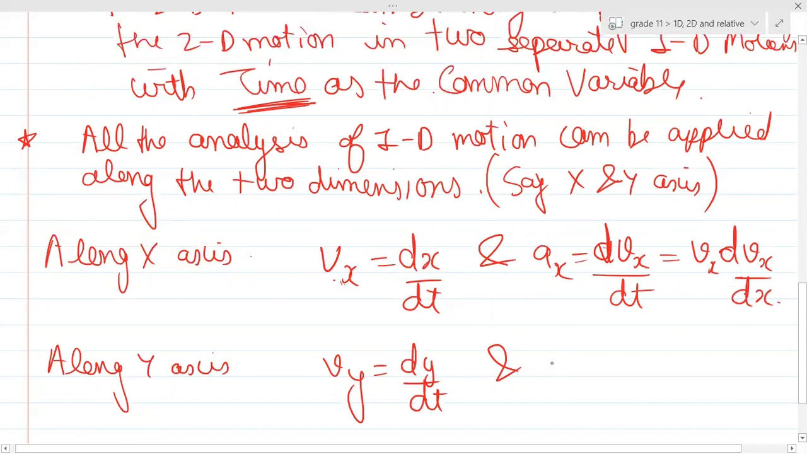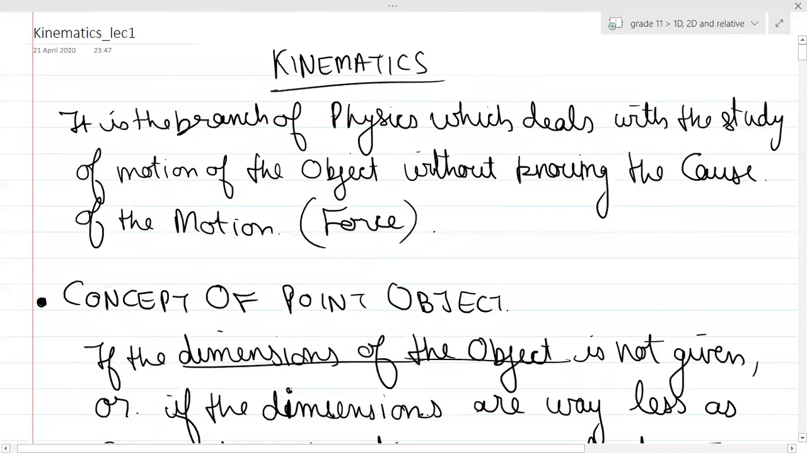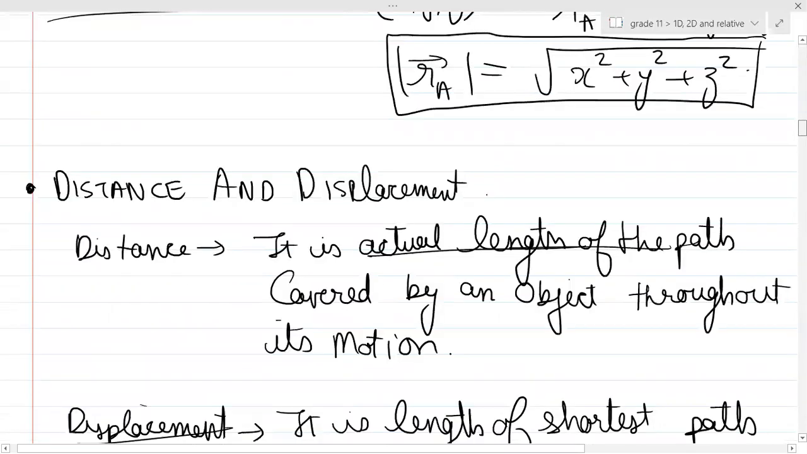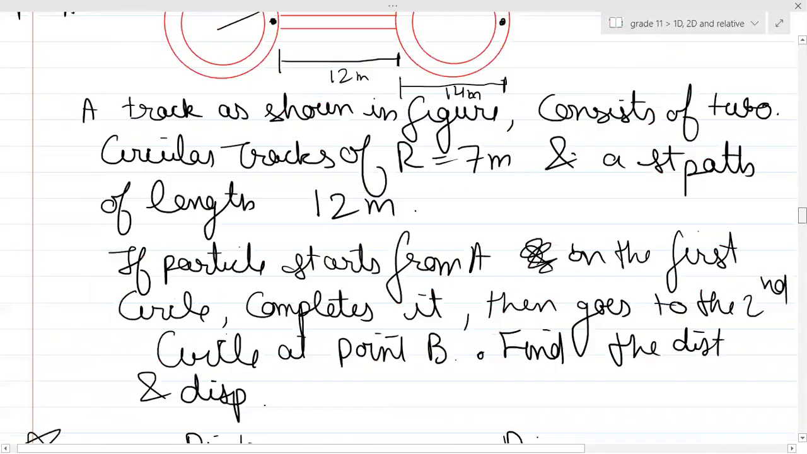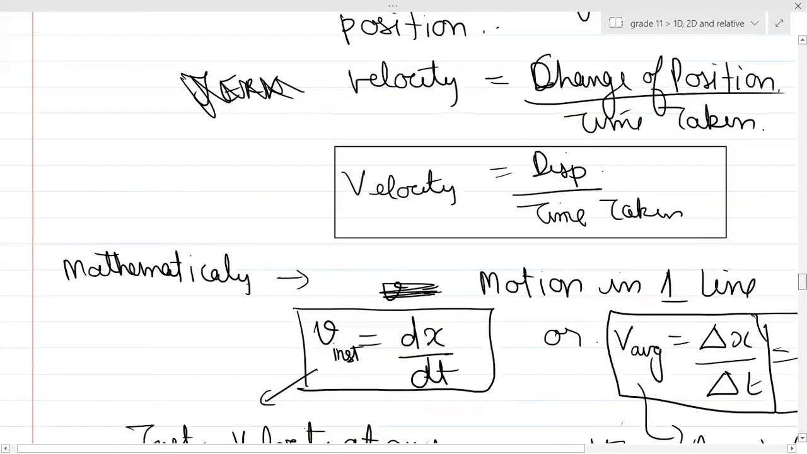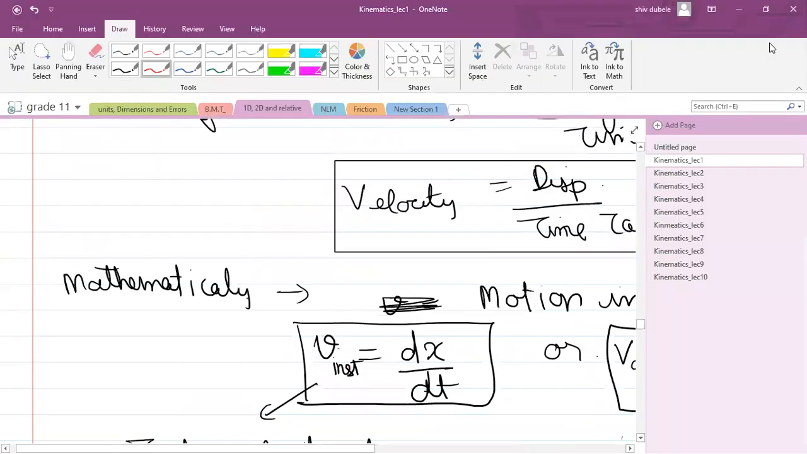Does anybody remember all these formulas? Guys, do you remember 1D motions? Shall I go back to the 1D motion where I taught this? Can you see lecture 1? Can you see? Instantaneous velocity is basically dx by dt. Since now here the velocity changed in two different dimensions. Initially we used to take only one dimension, so we took it as x-axis. Now x and y both are involved, so we need to take it differently. Is this clear?